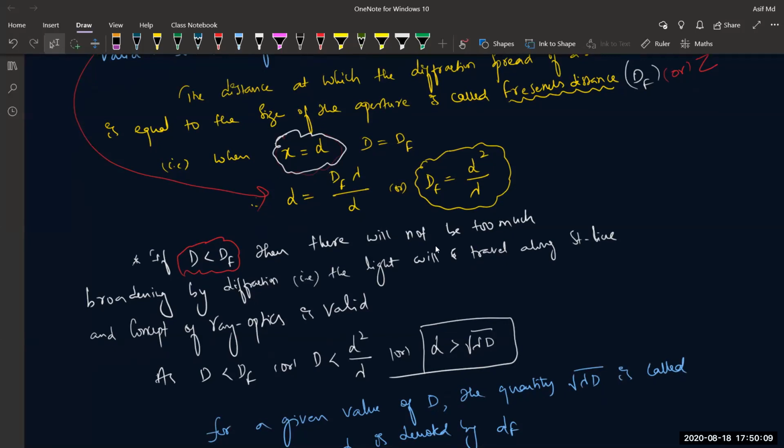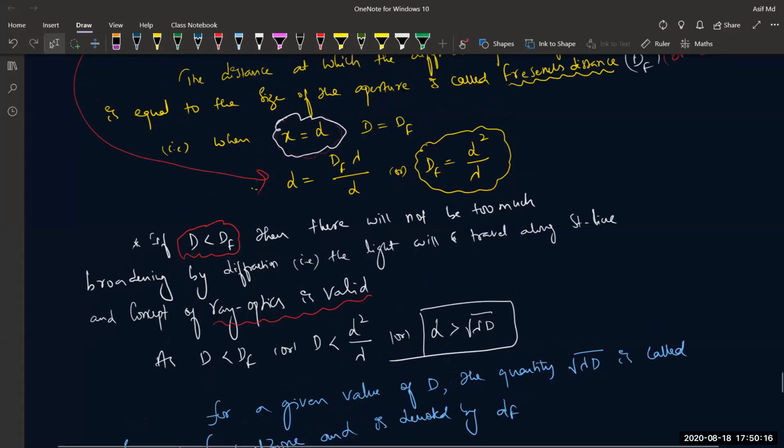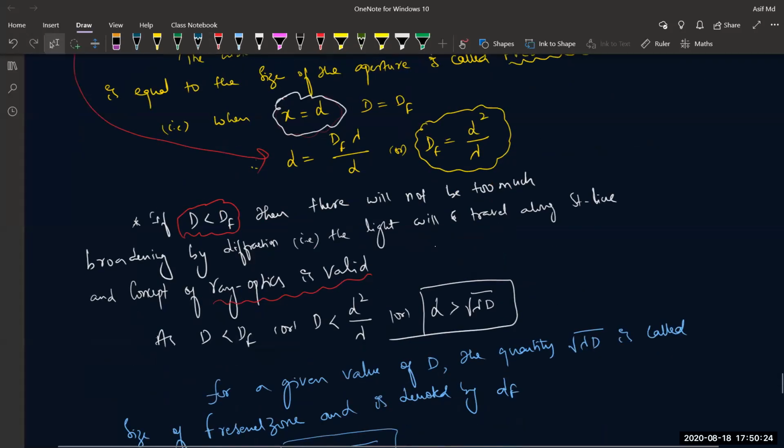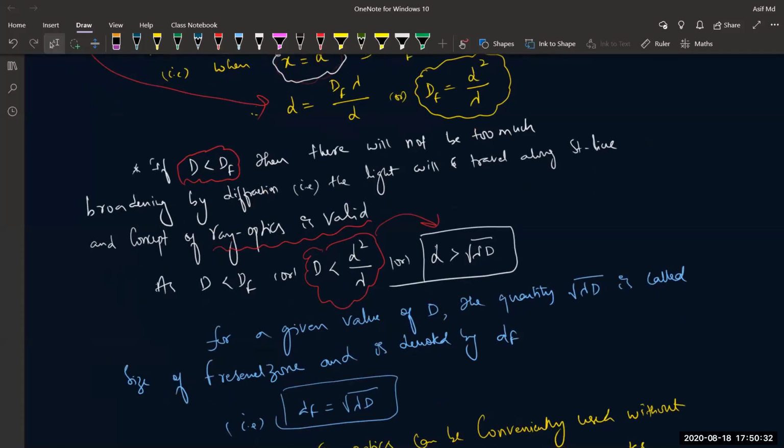So for ray optics to be valid, what condition do we need? D must be lesser than Fresnel's distance, that is, lesser than d square by lambda. Simplifying this relation by taking the d value out, I am getting d is greater than under root of lambda into D. That is nothing but the slit width.